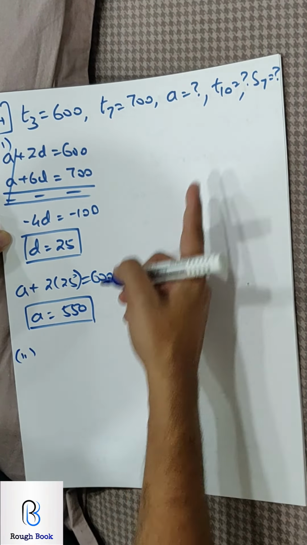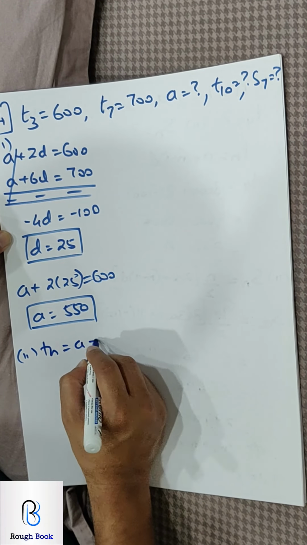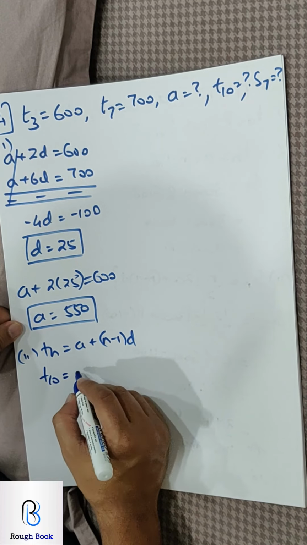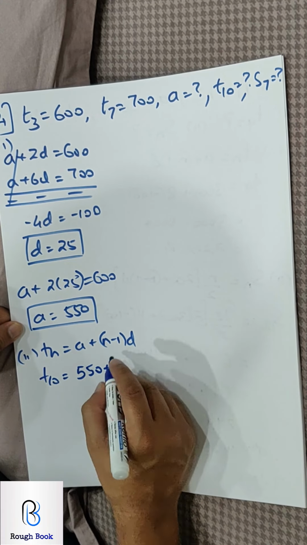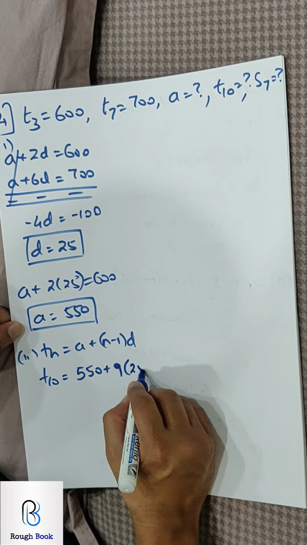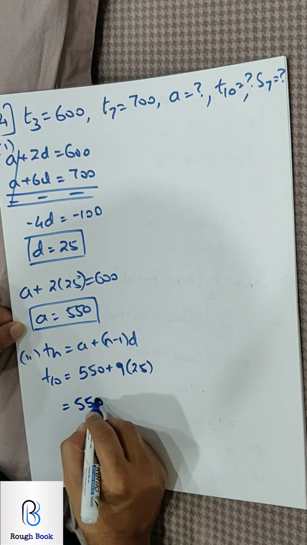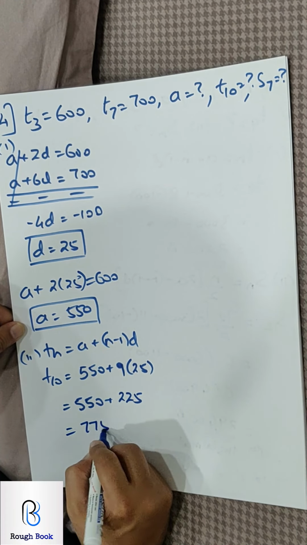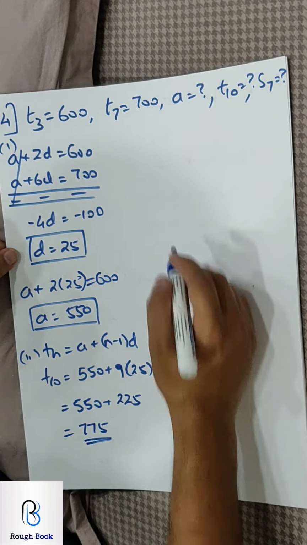Now for the second part, that is T10. So Tn is A plus n minus 1 into D. So T10: A is 550, 10 minus 1 is 9 and D is 25. So I'll get 550 plus 25 into 9, 225, 775 units. That's my second part.